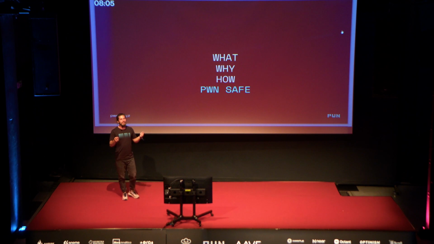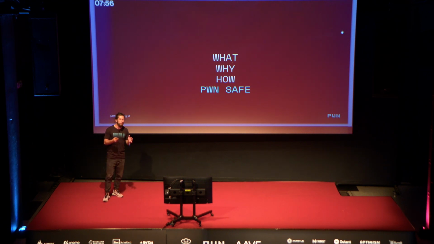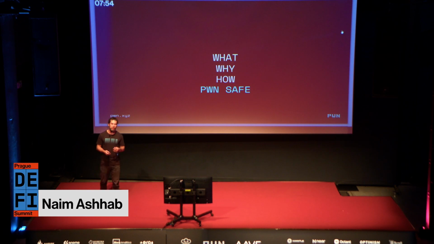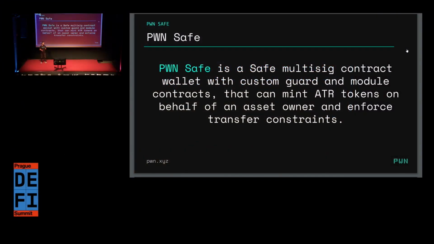I don't want to talk long about that, but I want to pitch PwnSafe here. We built this smart contract wallet which allows you to tokenize its transfer rights and actually use it in our protocol. So what is PwnSafe? It's a Safe multisig contract wallet with custom guard and module contracts that can mint ATR tokens on behalf of an asset owner and enforce transfer constraints.